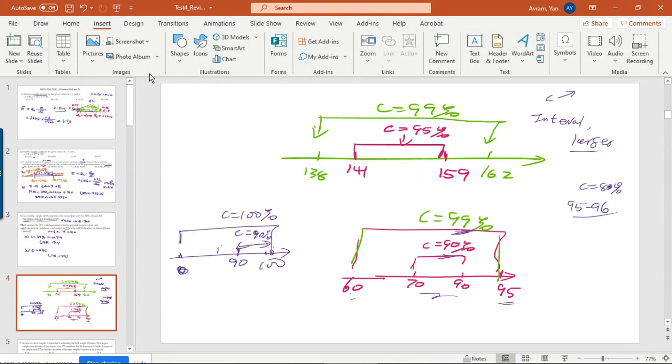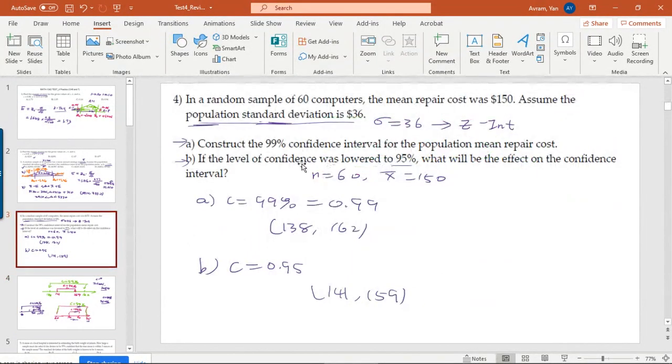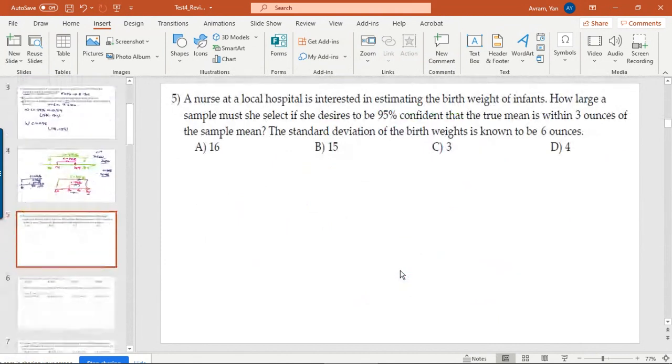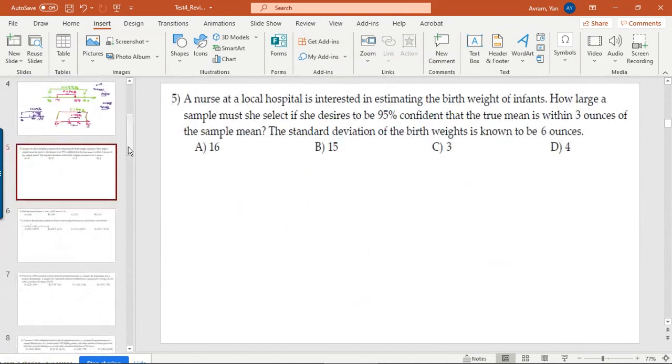All right. If you want to be very confident, you better give yourself a lot of range, right? This range is much bigger that way. Okay. So that is just to explain the effect of changing the confidence level on the interval. That means if you want a very high confidence level, your interval must be larger. Otherwise, it will not be able to achieve that.